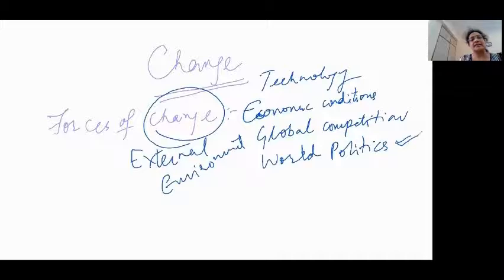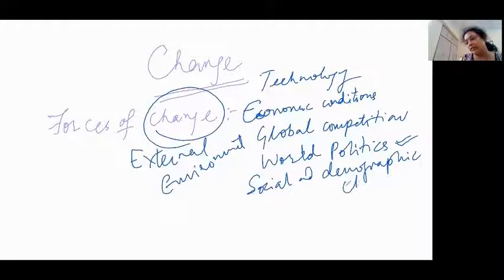The next one let us discuss is social and demographic changes, right? So when I'm saying social and demographic changes, it basically reflects the changes taking place in the form of cultural changes. When we say social, cultural changes come into it.